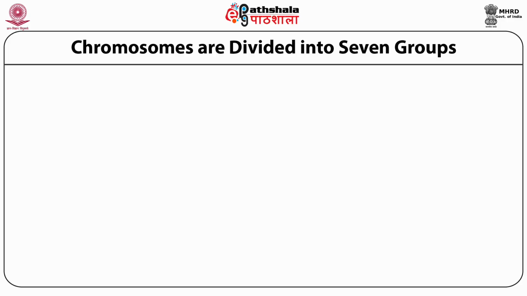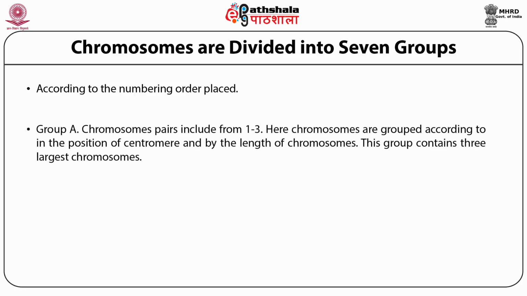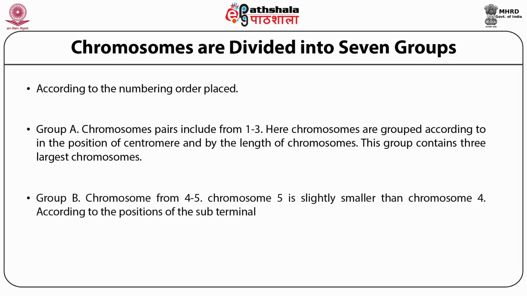Chromosomes are divided into 7 groups according to the numbering order. They are placed as Group A, Group B, Group C, Group D, Group E, Group F and Group G. In Group A, the chromosome pairs include 1 to 3. Here, chromosomes are grouped according to the position of the centromere and the length of the chromosome. This group consists of the three largest chromosomes. Group B consists of the 4th and 5th chromosomes. Chromosome 5 is slightly smaller than chromosome 4 according to the position of the subterminal.